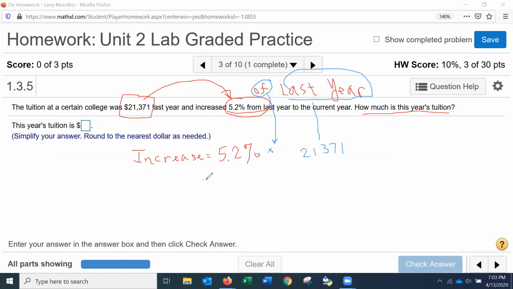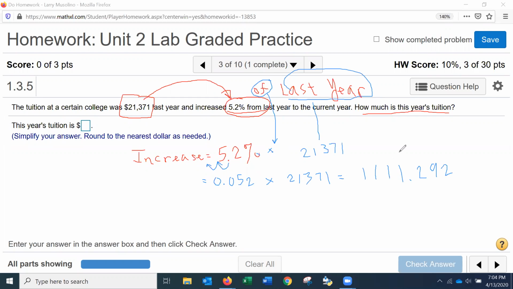Now, before I do this on my calculator, let me change percent into decimals. The way you change a percentage into a decimal is you move the decimal point 2 positions to the left. So that's going to be 0.052 times 21,371. Okay, remember this is just the amount of the increase. So this is a job for my calculator. I'm going to go plug this into my calculator, and I'm getting the answer 1,111 and 0.292 cents.